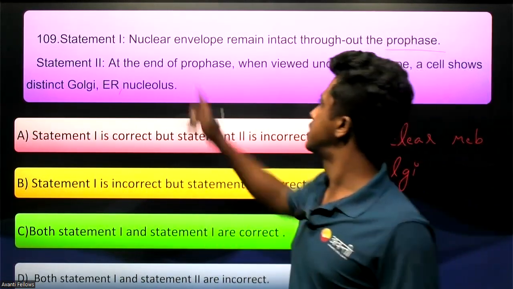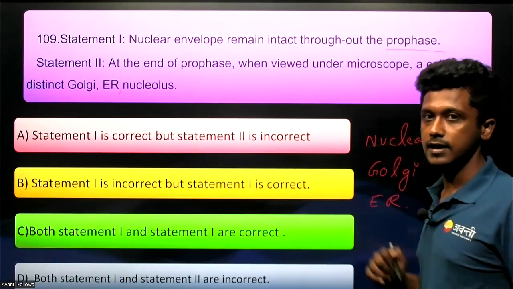So statement one says nuclear envelope remains intact throughout the prophase. That is actually wrong.